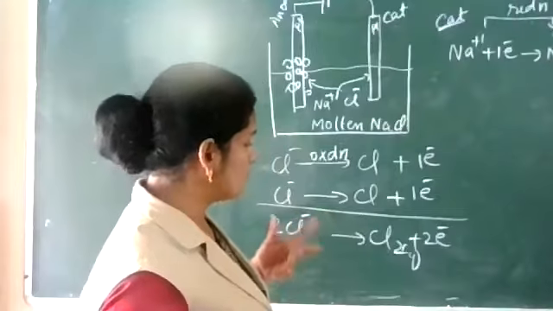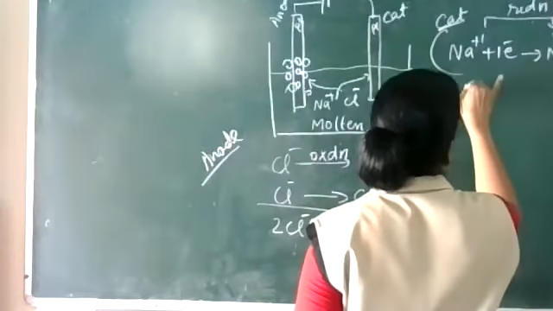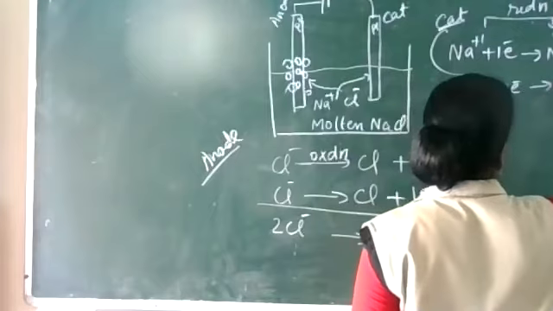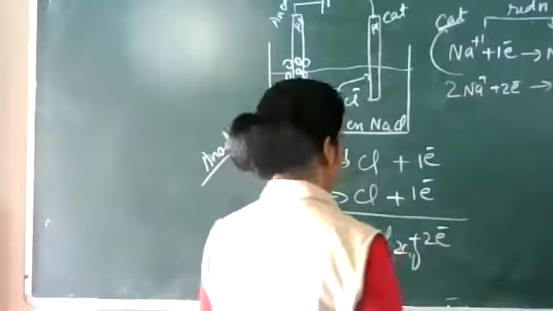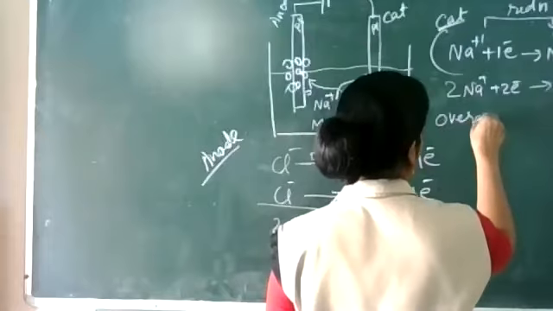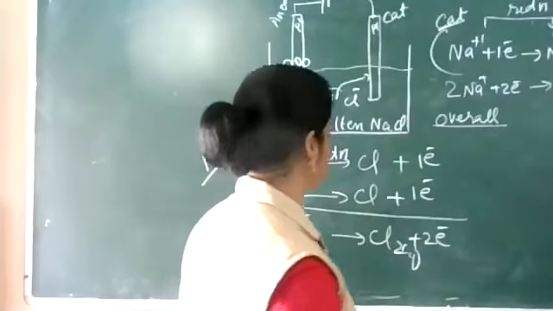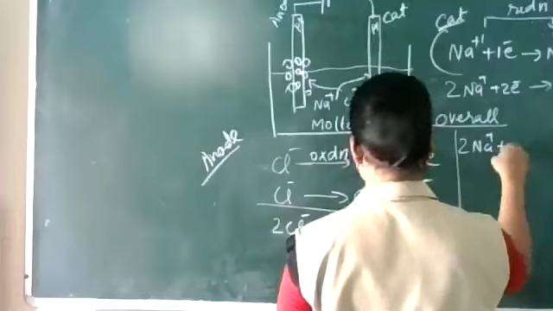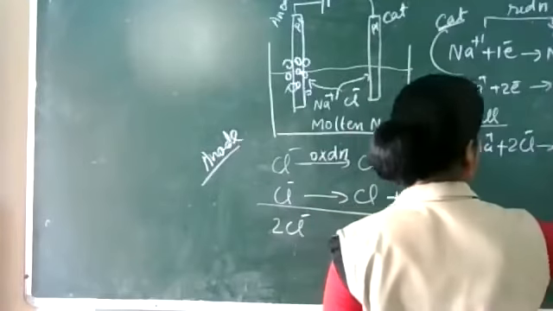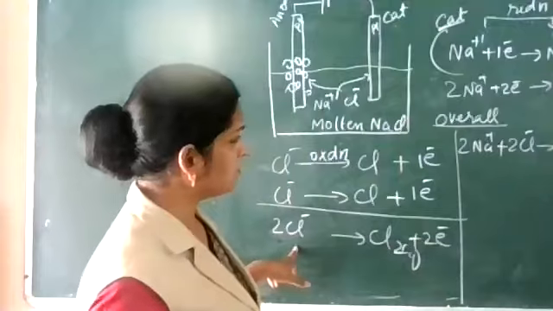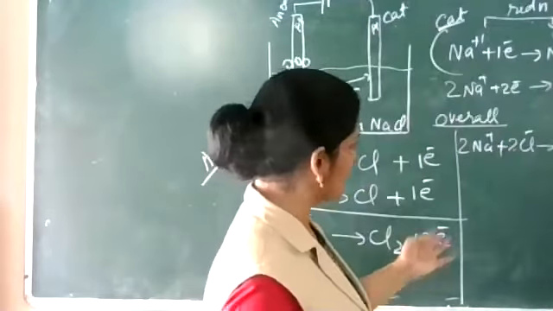So what is the overall reaction? For the overall reaction, the cathode reaction is multiplied by 2: 2 Na plus plus 2 electrons gives 2 Na. You can add the anode reaction and cathode reaction to get the overall reaction. Add left and right and cancel the common things. So 2 Na plus plus 2 Cl minus gives 2 Na plus Cl2. Then here 2 electrons and here 2 electrons will get cancelled.